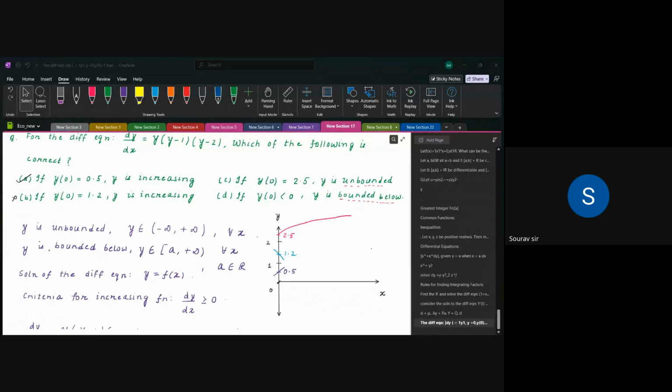So how will the curve look like? dy/dx positive means as much as x increases, y will also increase, and the curve is continuing to increase for all values of y from 2 to infinity. So it is unbounded above, right? If y(0) is 2.5, then we can say that y is unbounded above. Okay, is it making sense to all of you? Any questions? Anyone? Any other doubts on this?